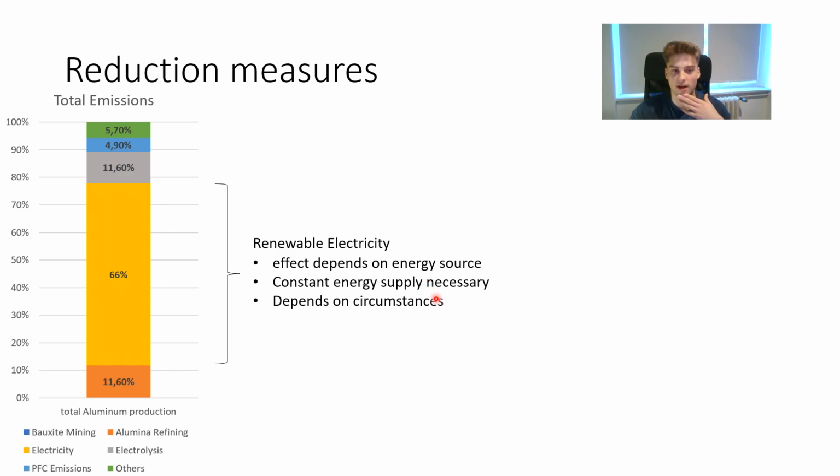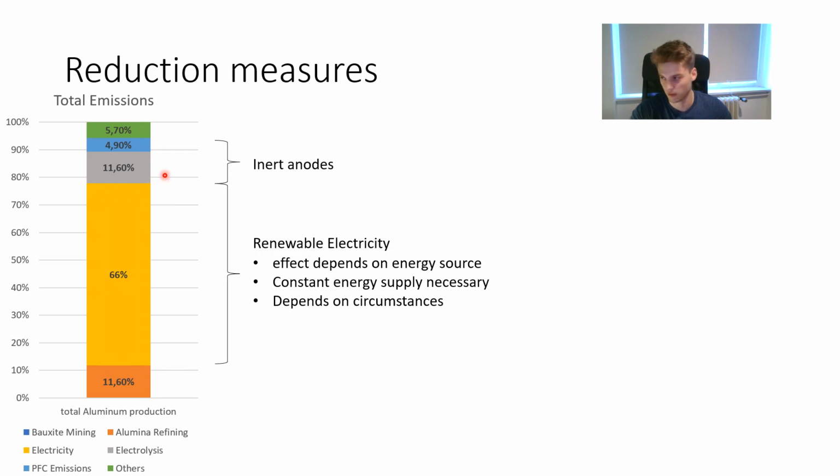Also, we have to keep in mind that aluminum production needs a constant energy supply. This is necessary because otherwise the production would experience a total failure and everything would break. This is why hydropower was often used as a renewable energy source, because it is very constant. But whether we can do that depends on the circumstances. If we have aluminum production in Saudi Arabia, hydropower is difficult. So it depends on the circumstances how we can apply that.